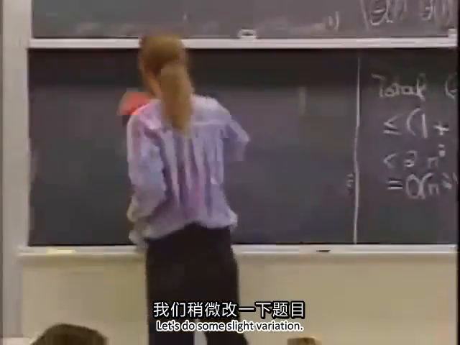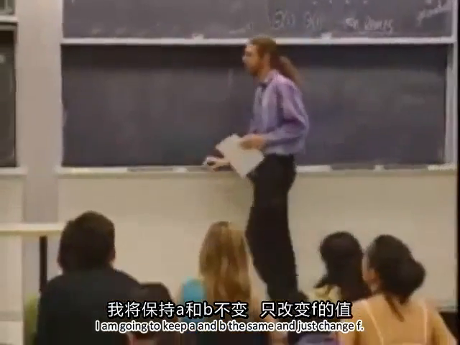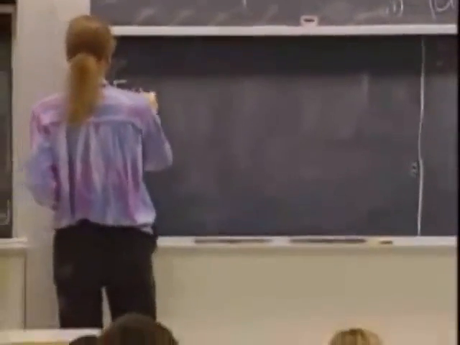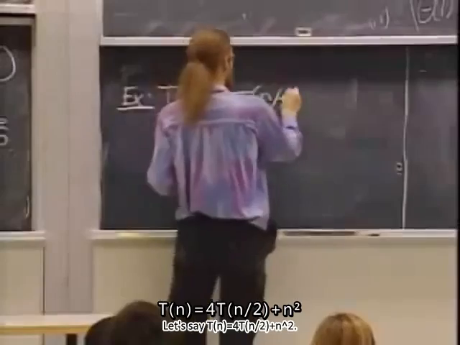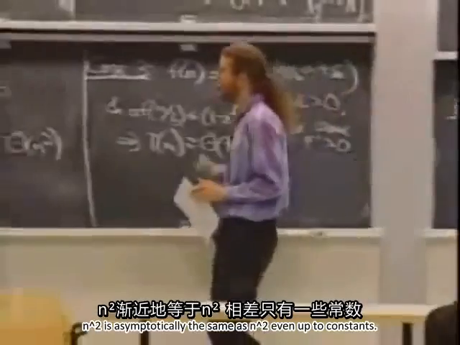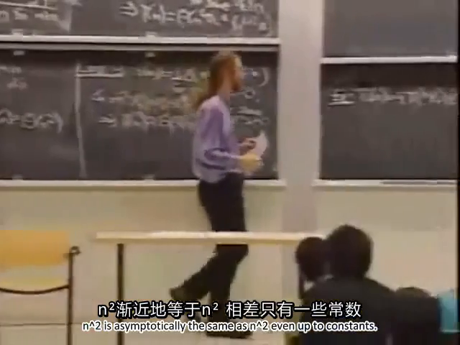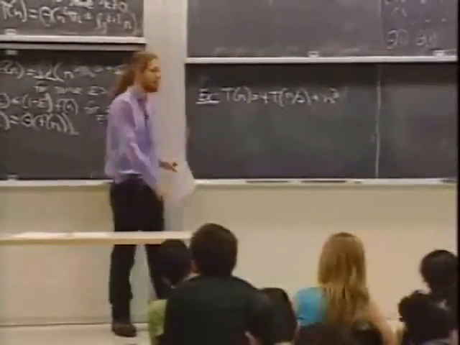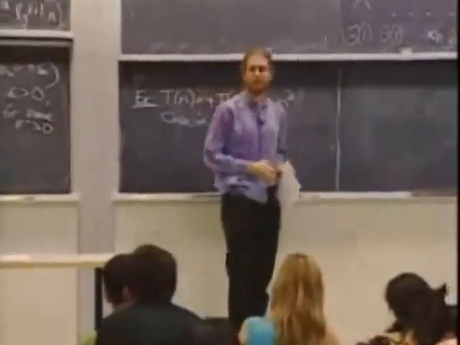Let's do some slight variation. So I'm going to keep a and b the same and just change f. So let's say T of n is 4 times T of n over 2 plus n squared. Okay, this is like drill, spelling. So n squared is asymptotically the same as n squared, even up to constants. So what's the answer? This is case 2. Slightly harder.